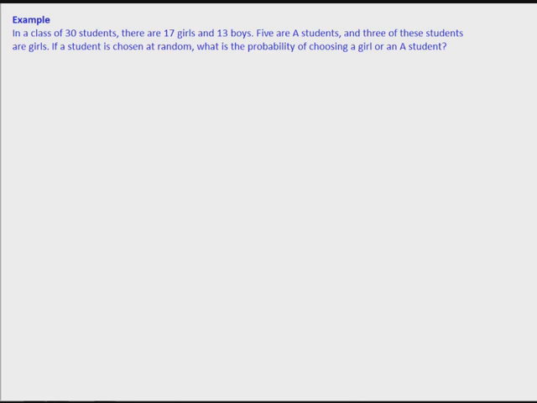So let's set up some notation. N is equal to 30. The set of girls has cardinality 17 and the set of boys has cardinality 13. So it should be N girls is 17 and N boys is 13. 5 are A students. So among the A students, 3 are girls and 2 are boys. N girl intersection A student is 3 and N boy intersection A student is 2. N A is given to be 5.